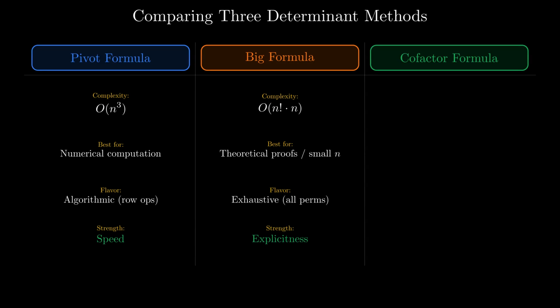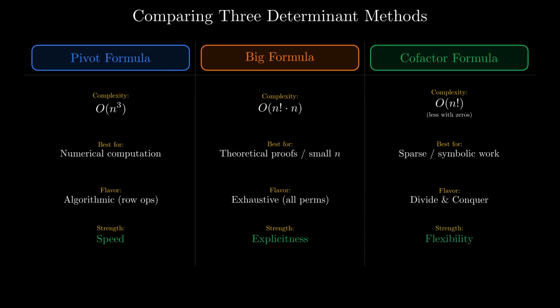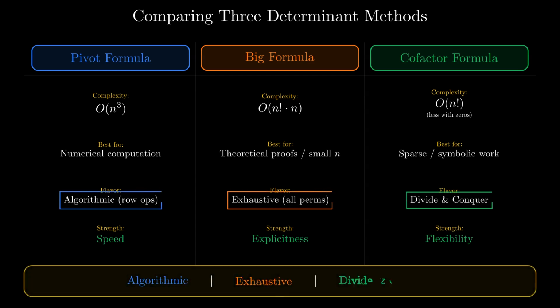Third, the cofactor formula. This is recursive with n factorial worst case complexity, but zeros in the matrix prune branches and reduce the work. It's best for sparse matrices and symbolic work. Its flavor is divide and conquer, and its strength is flexibility. You can expand along any row or column. To summarize, pivots are algorithmic. The big formula is exhaustive. The cofactors are divide and conquer. Each method reveals a different structure hiding inside the determinant.